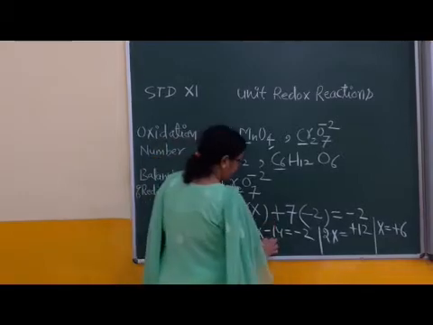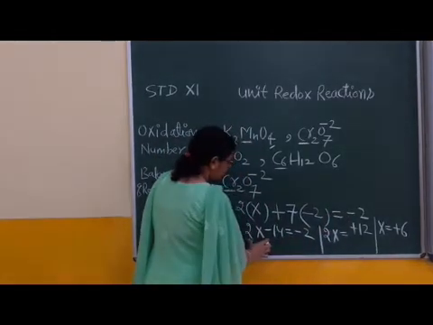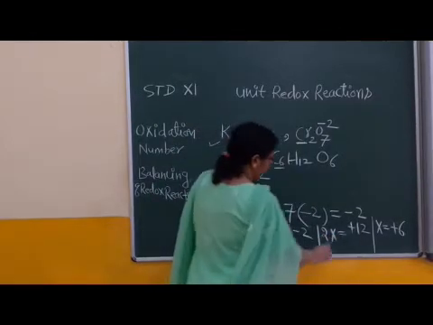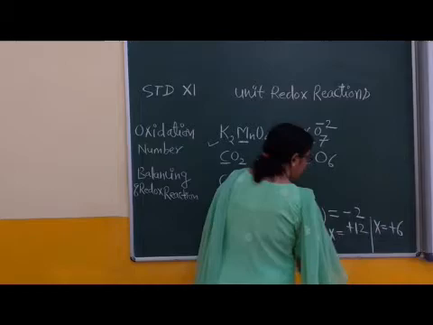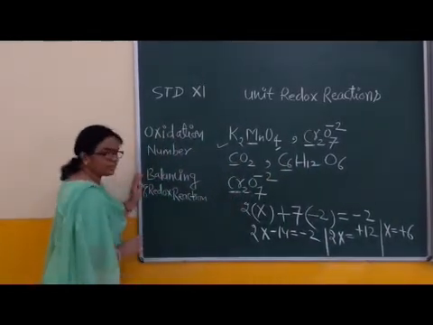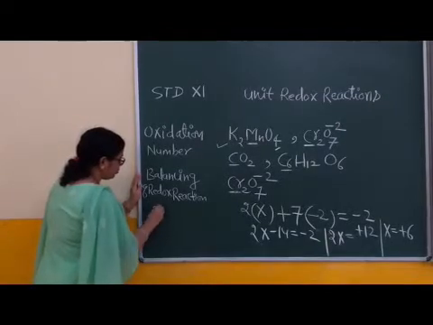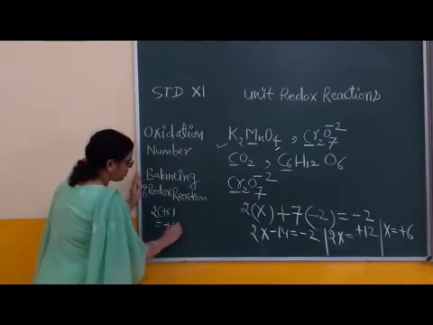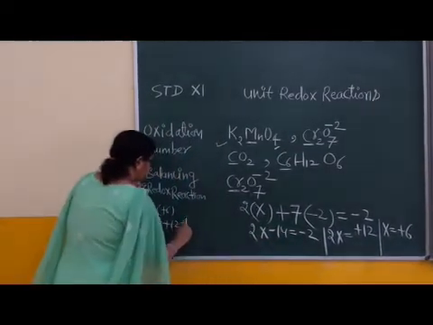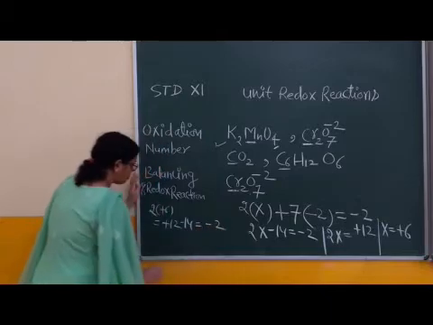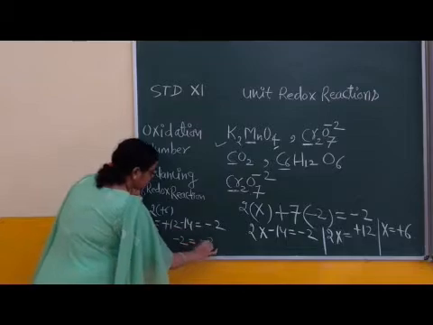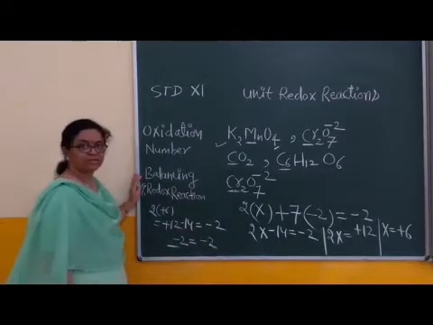2X -14, remaining charge -2. 2X is equal to +12, or X is equal to 12 divided by 2, which is 6. Again verify this charge. If the oxidation number of chromium is 6, then 2 into +6 is equal to +12. Right? And total negative charge is -14 and remaining charge is -2. Okay? +12 -14 is equal to -2, and -2 is equal to -2. This answer is also correct.